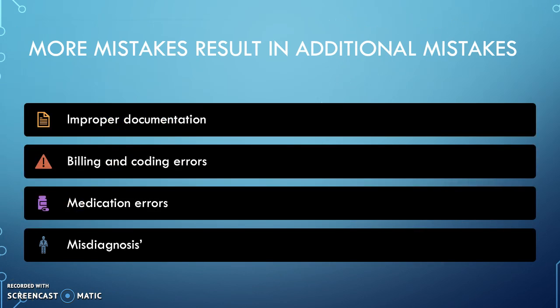More mistakes result in additional mistakes. Remember those spelling errors I mentioned 3 times? They're important. Improper documentation is a result of spelling errors and misused abbreviations that lead to misdiagnosis, medication errors, and then billing and coding errors. All of these errors add up and can lead to death, additional harm to the patient, or a possible malpractice suit.